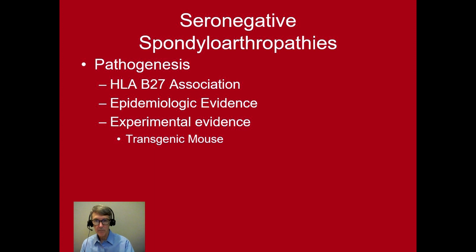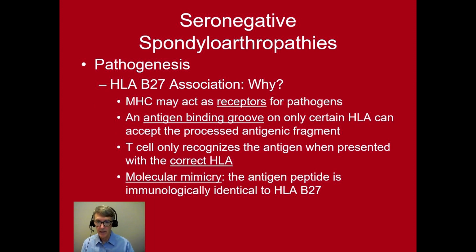HLA-B27, and there's some postulates as to why this might occur. The major histocompatibility antigen may act as receptors for the pathogens that can cause disease, or an antigen binding groove on only certain HLA can accept the processed antigenic fragment. In other words, even if the antigen's present, if one doesn't have the antigen binding groove, it doesn't cause disease. The T cell can only recognize the antigen when presented with the correct HLA-B27.